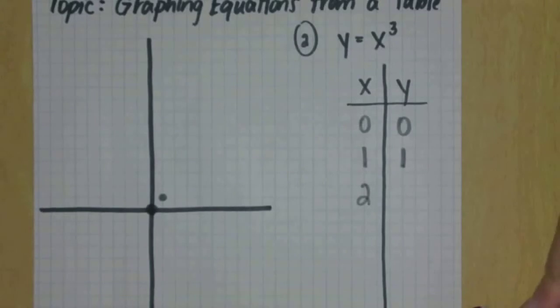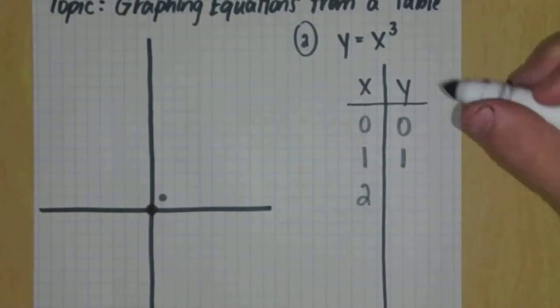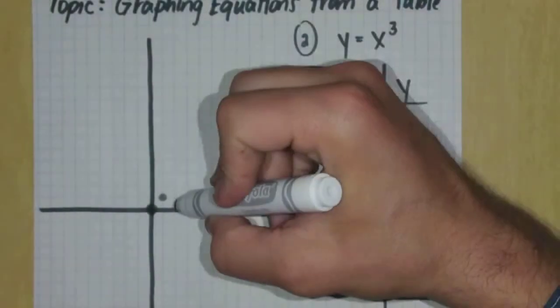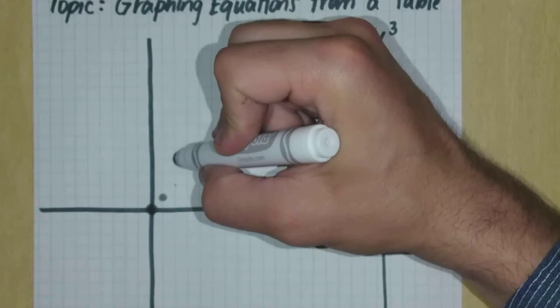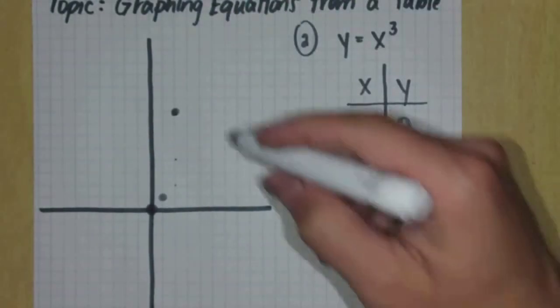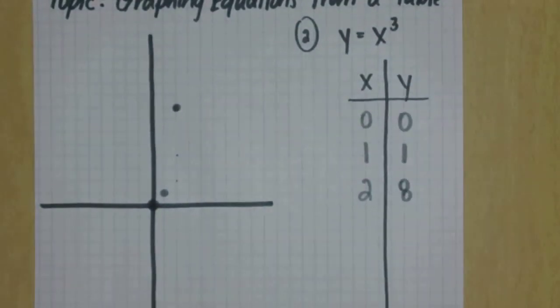So let's plug in 2. Well, this time 2 times 2 times 2 is not 6. 2 times 2 is 4, times another 2 is 8. I get the point 2, 8, which would be all the way up here. So it could certainly be some sort of U shape. I definitely need to try some negatives.